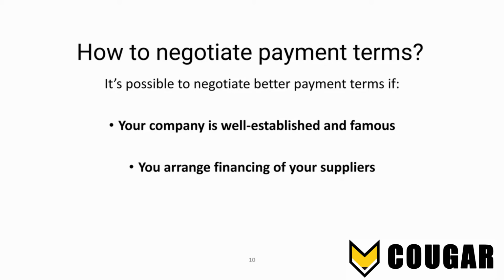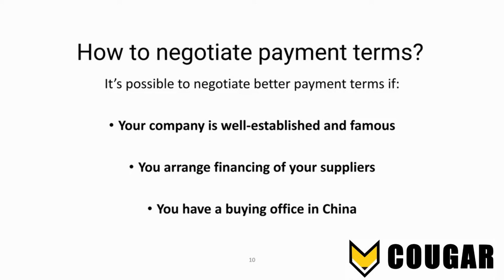The second is if you arrange the financing of suppliers. So if you are a very big buyer, say you're purchasing more than around $1 million a year, you might be able to work with a company or bank specializing in trade assurance solutions. In this case, your supplier will be paid when they need it, but your account is actually debited much later.